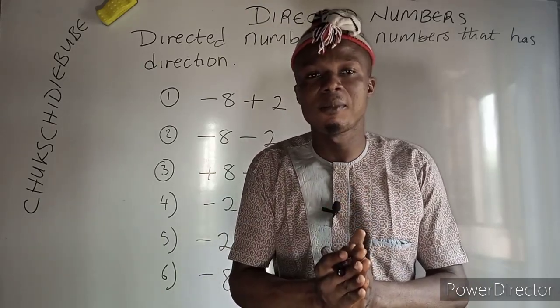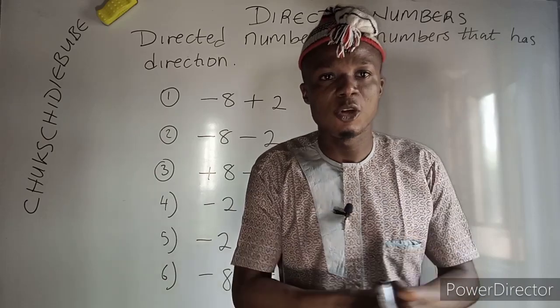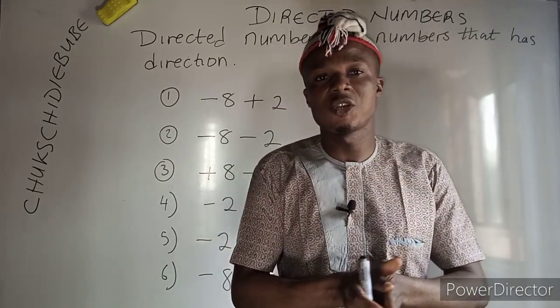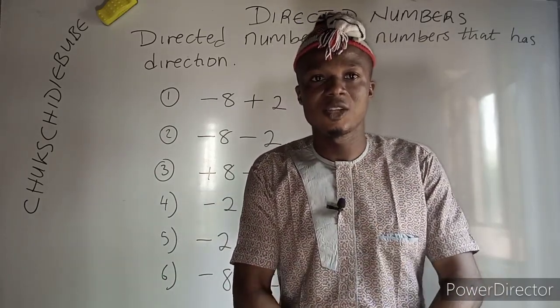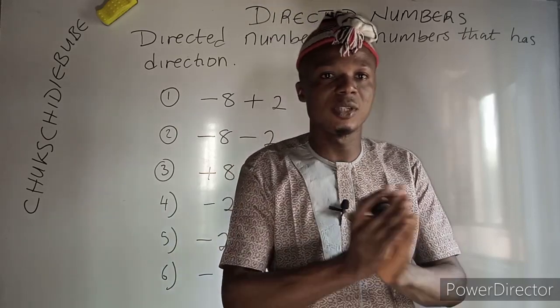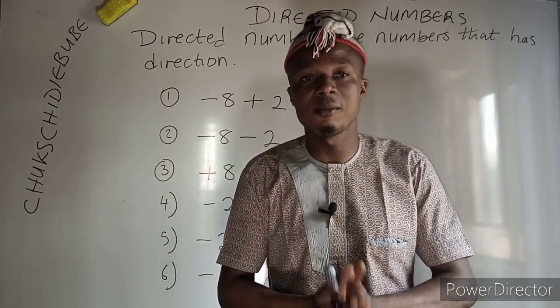0 is a neutral number. It is neither negative nor positive. It doesn't have direction. It stays at the center. It is not for negative, it is not for positive. It is a neutral number.